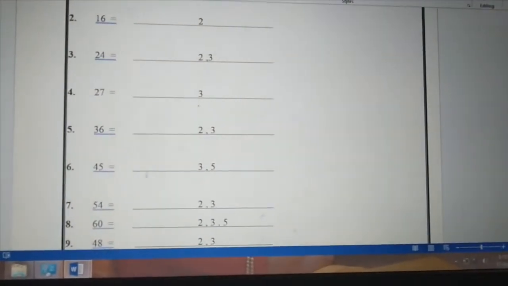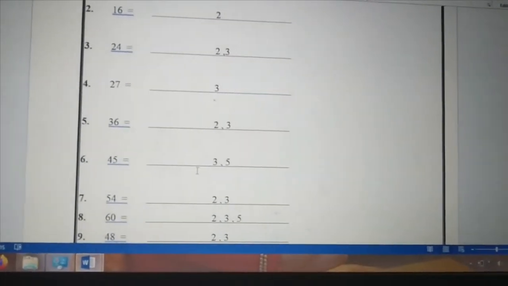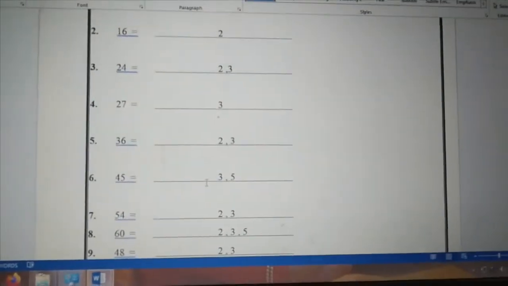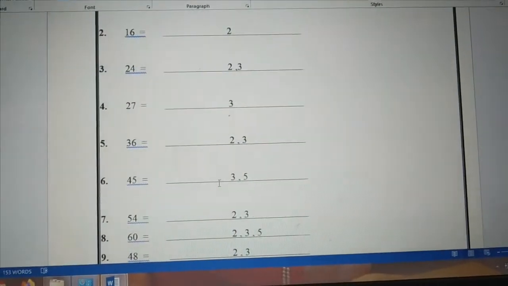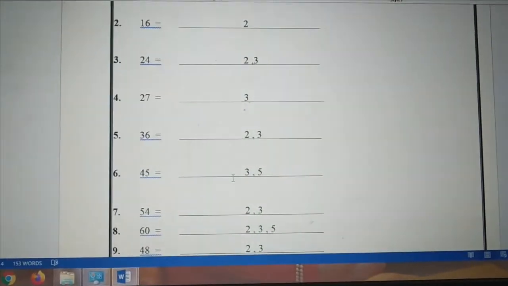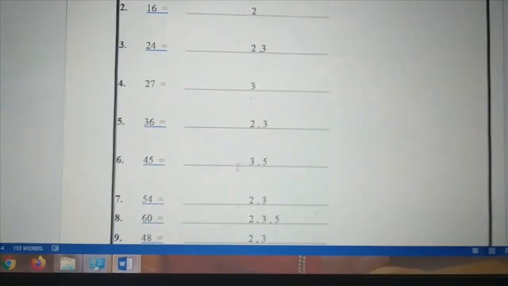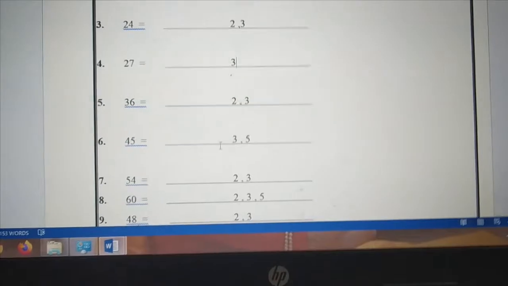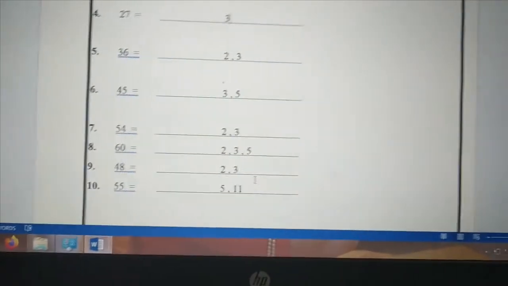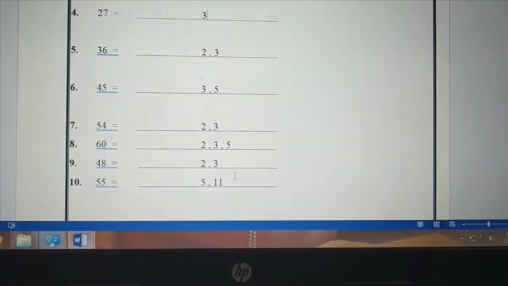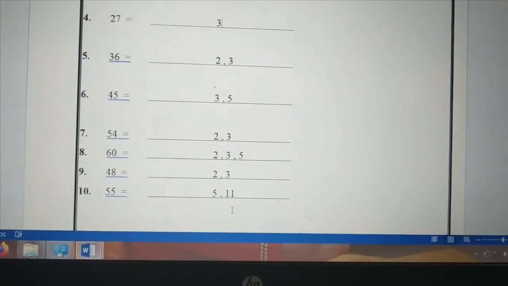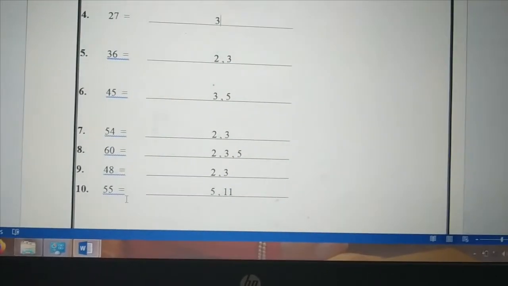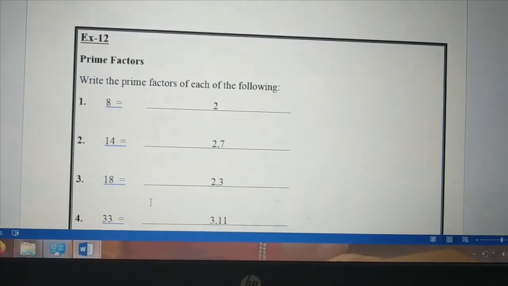So what you have to do, first you have to find the factors of these numbers, and then you have to see among these factors which numbers are prime numbers, and those numbers will be the prime factors. Similarly, for 54, 2 and 3 are the prime factors. For 60 the prime factors are 2, 3 and 5. For 48, find all the factors of 48, then you will see which numbers are prime numbers, and those numbers are the prime factors. For 55, 5 and 11 are the prime factors.